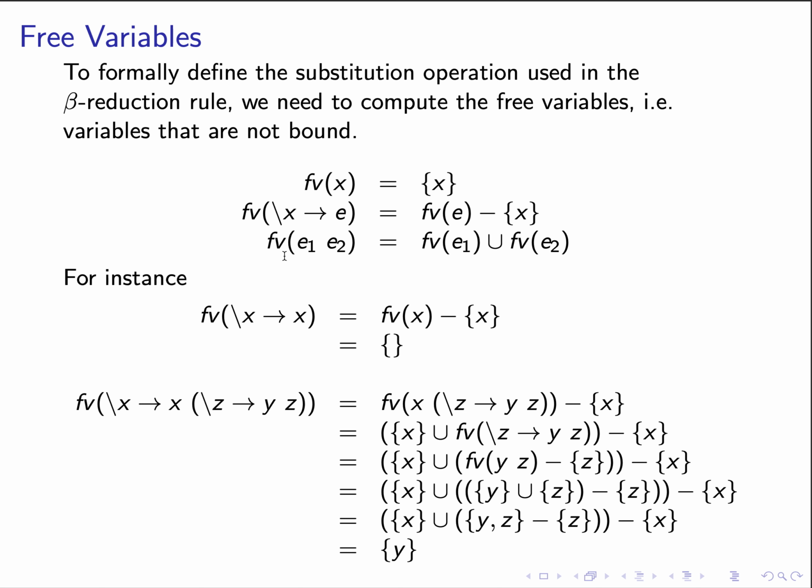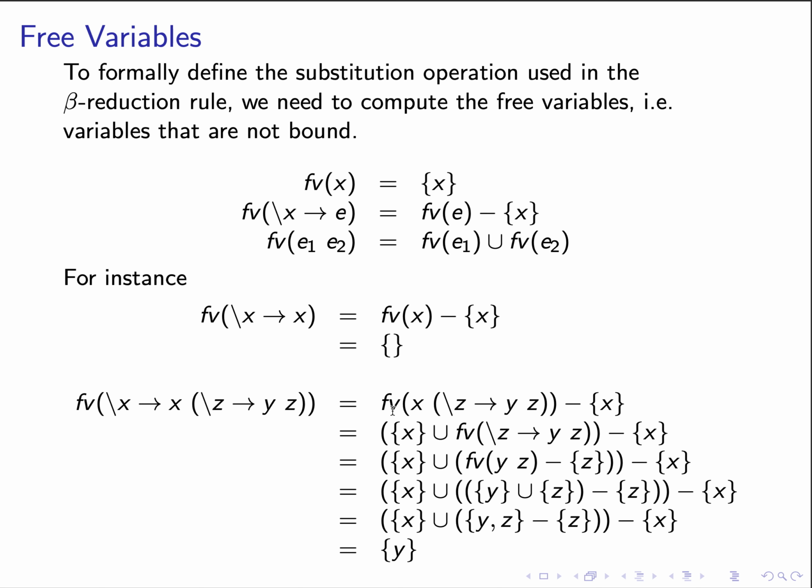And when we apply the free variable to a function application, where E1 applies to E2, we simply compute the free variables in E1 and E2 and perform a set union of the two. For instance, if we compute the free variable of this lambda term, we see that this is one lambda abstraction, and we first need to compute the free variable of its body, which is this part, and then when it's done, we subtract away the formal argument x.